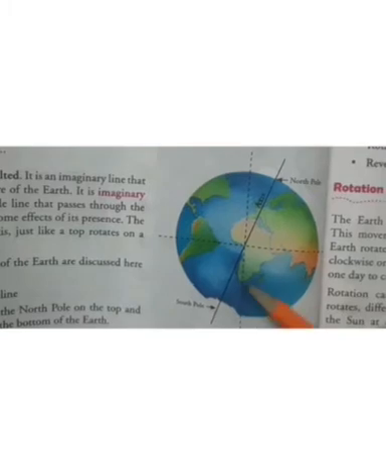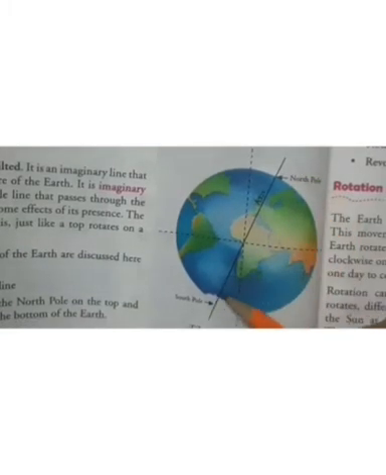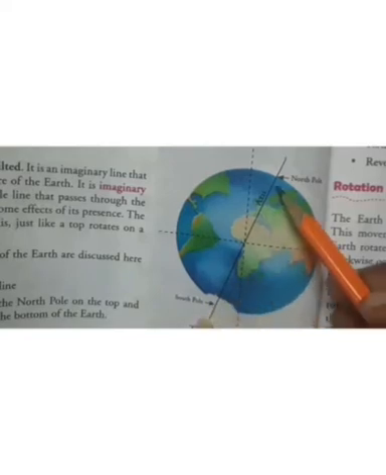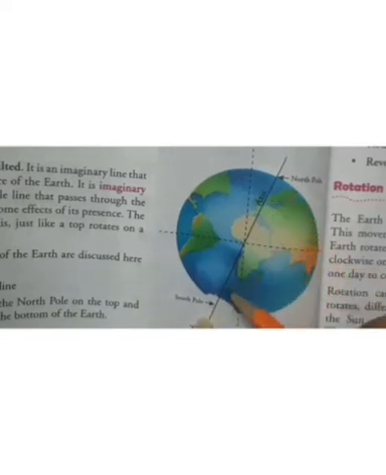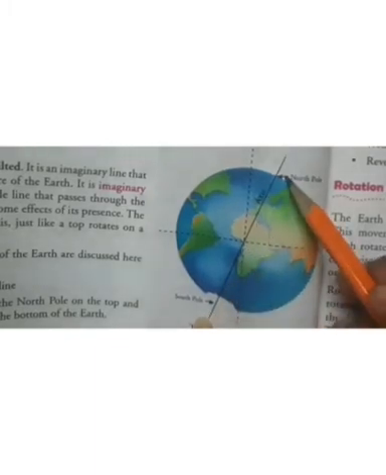Now the axis of the earth, you can see it is not straight like this. It is like this. It is tilted. And it is an imaginary line. Imaginary means it is not real. It's just an imaginary line through the center of the earth. You can see this is the center. It passes through the center of the earth.